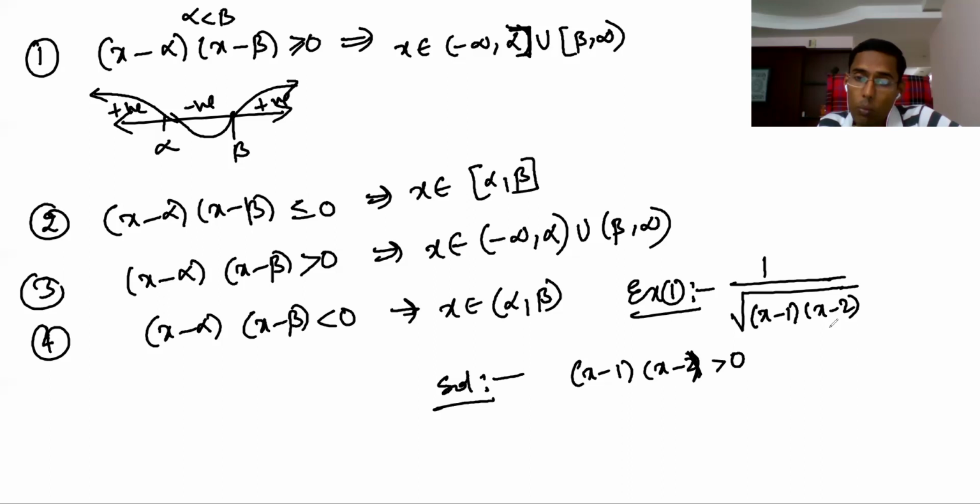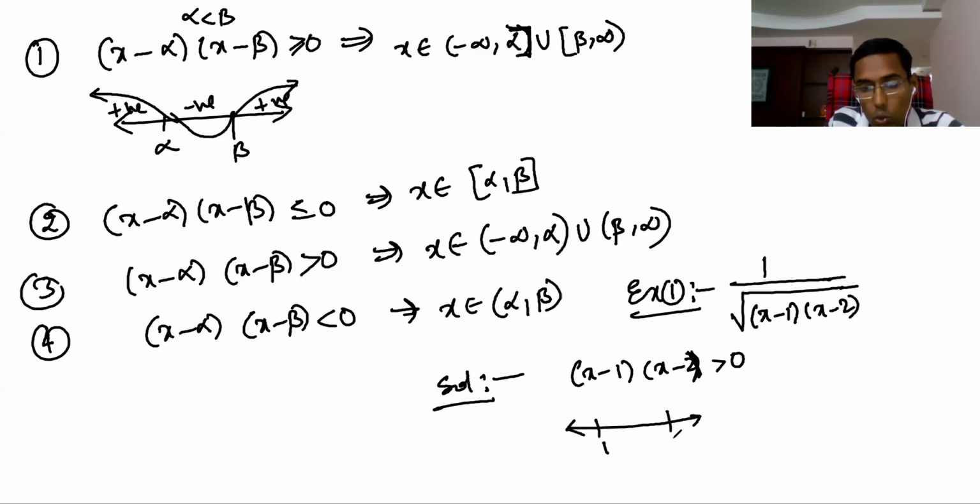2 conditions you need to apply. Denominator, therefore, not equal to 0. And under root, therefore, it cannot be negative. It cannot be 0. So only positive. Only positive means what you should do? Like this.